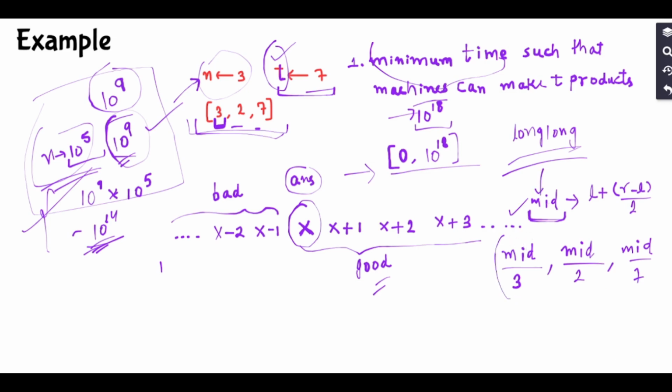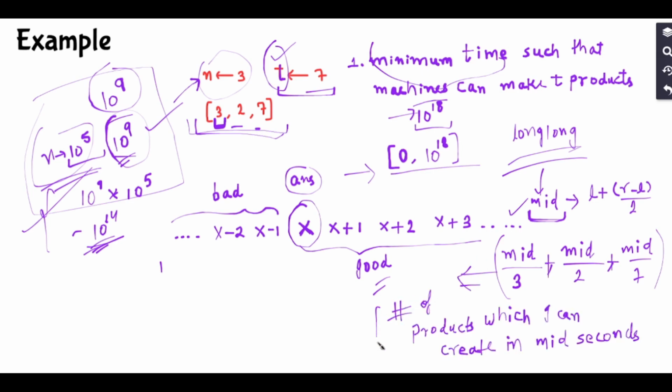So if I sum all these values, if I add them up, what is this going to give me? It is going to give me the number of products, and I have counted the number of products which I can create in this guessed answer. Now compare these number of products with the products which I want to create, which is T. So if these products are greater than T, that means this is a valid answer. This integer mid lies in this range here. It is a good integer, or it is a good answer. Fine, because I can create my T products in this time.